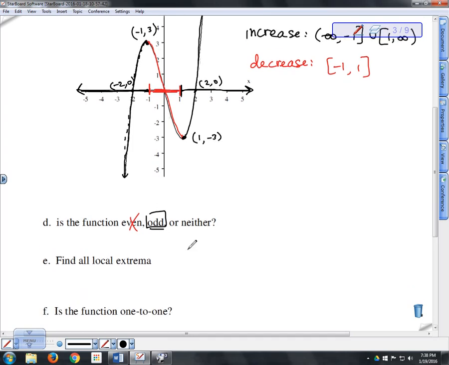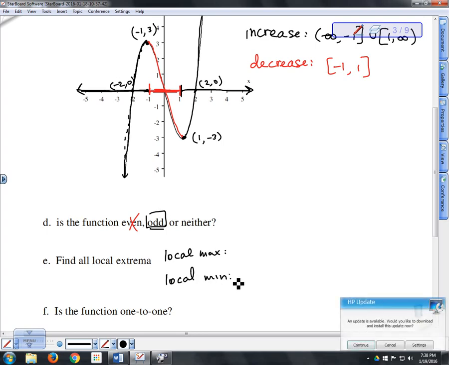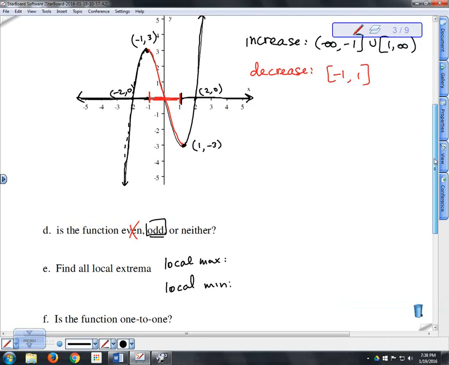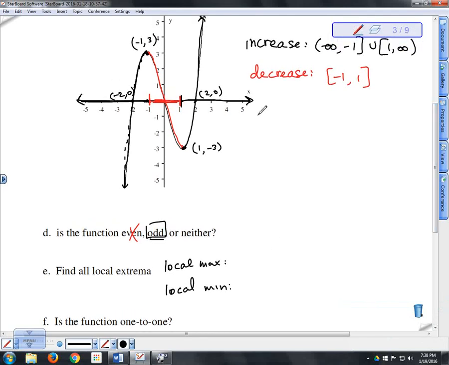Local extrema, remember that means the local max, or maximums if there are more than one, and the local minimums. So a local max is the highest point in a very small region of the graph, this region of the graph, for example. That point right there is the highest point in that region of the graph. It also happens to be when the graph switches from increasing to decreasing. So there's a local max at the point (-1, 3).